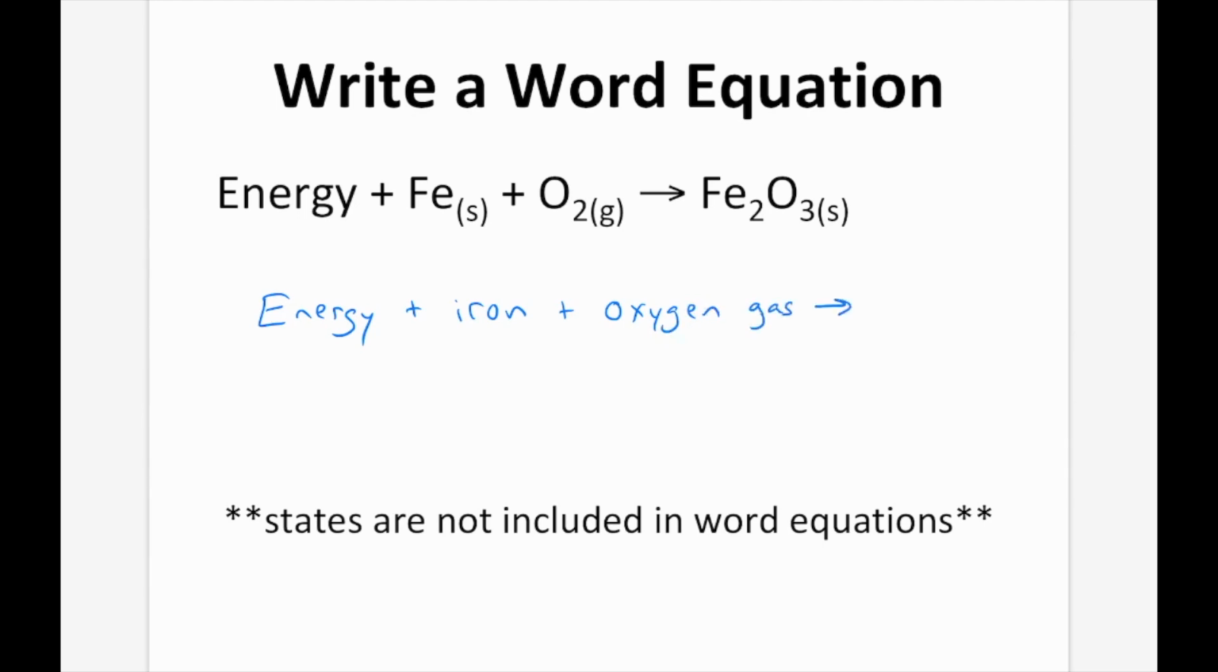Now this guy here, we're going to have to figure out what it is. So we're going to have to do the reverse crisscross. 3+, 2-. We check. Oxygen is indeed negative 2. So we know that that iron is going to be 3+. So we're going to write iron, 1, 2, 3.